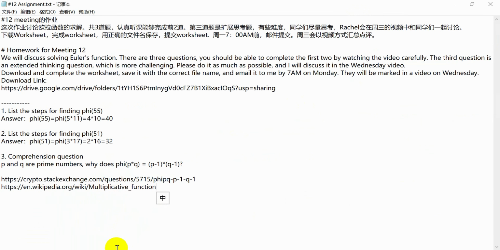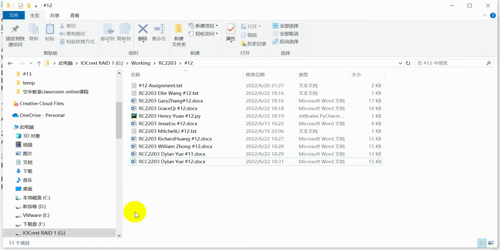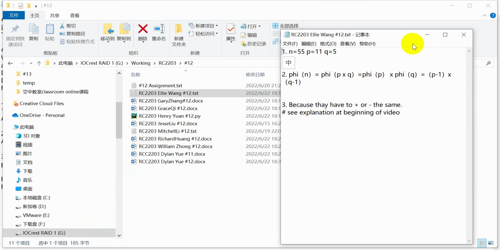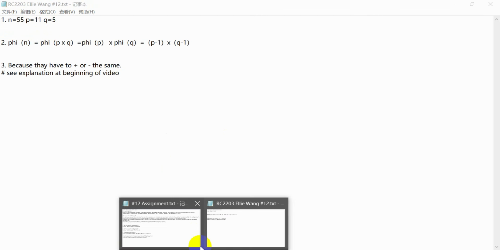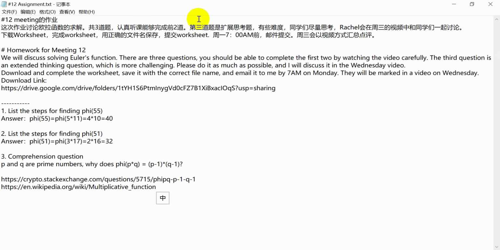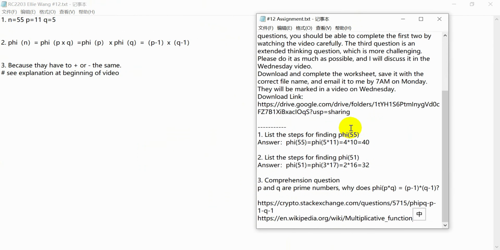Now let's look at the individual homework. First is Ellie's. For number 1, you said n equals 55, so p equals 11 and q equals 5. That is part of the answer. So you got p and q. You need to continue it. So you need to do (p minus 1) times (q minus 1) and 4 times 10, which is 40.